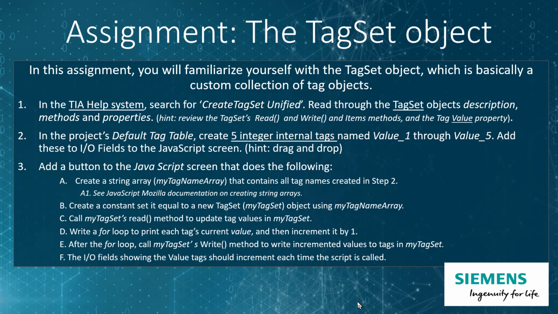Okay, so now I have an assignment for you. In this assignment, you're going to familiarize yourself with the TagSet object, which is basically a custom collection of tag objects. You can think of it as an array of tag objects that you create. In the TIA help system, search for Create TagSet Unified and read through the TagSet object's descriptions, methods, and properties that are in the JavaScript object model. And here's a hint, make sure you review the TagSet's read, write, and item methods, as well as the tag object's value property. These are going to help you complete your assignment.